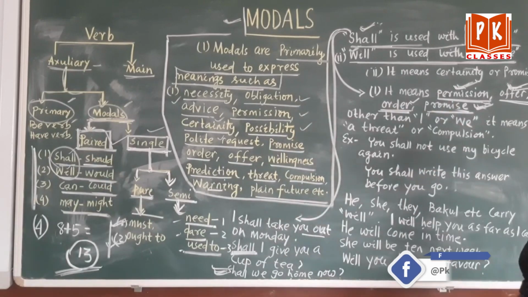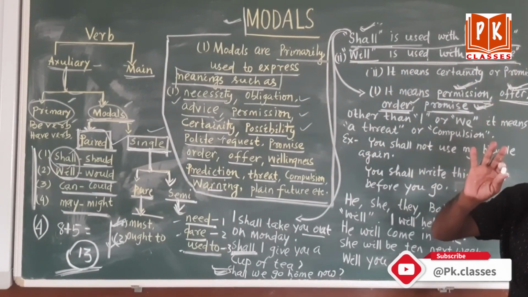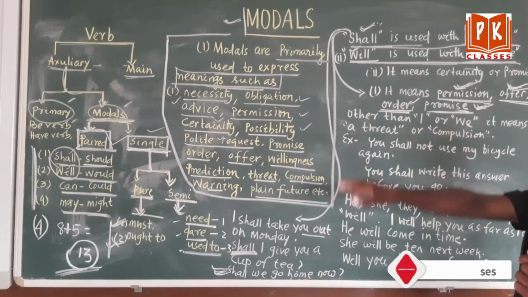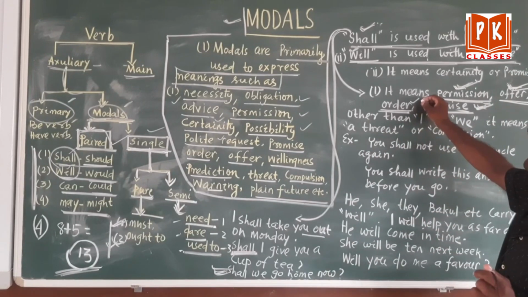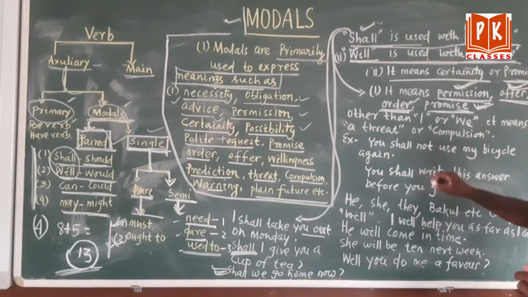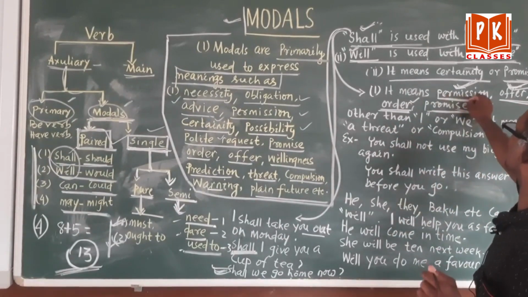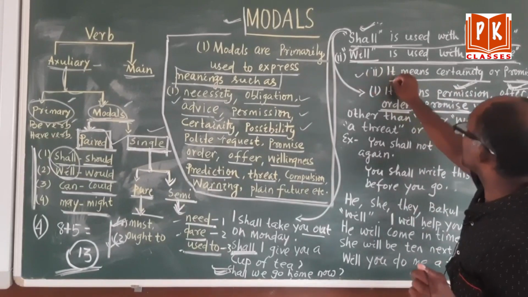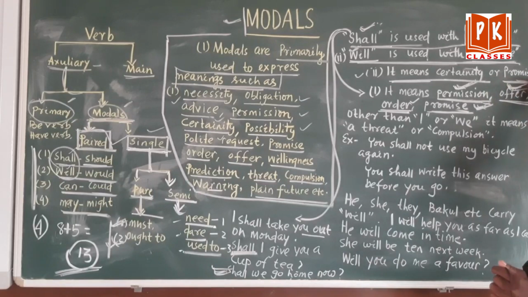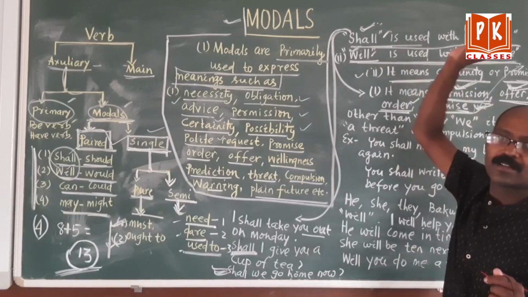But if you tell, sir, will is also used with I or we. Shall will be used and will be used. But what will the meaning be? It means certainty or promise. The meaning for shall is permission, but will, if you are using it, means certainty or one kind of promise. That means promise is common. That means if you are using it in a promising way, you can use both shall or will. Clear?